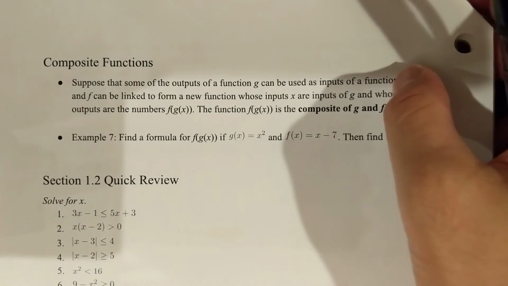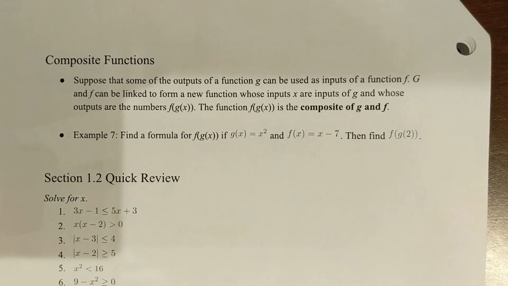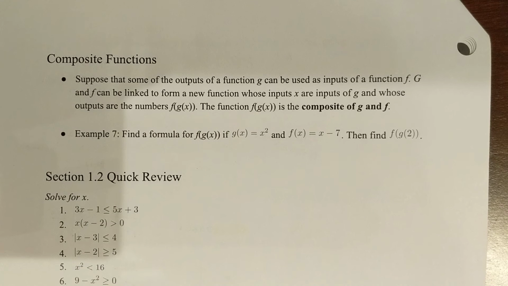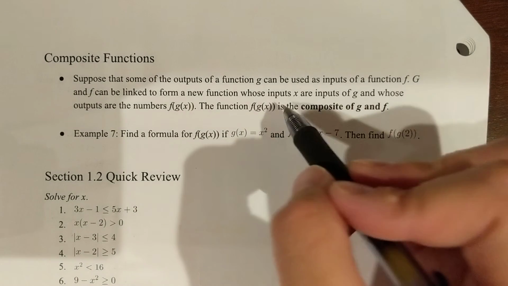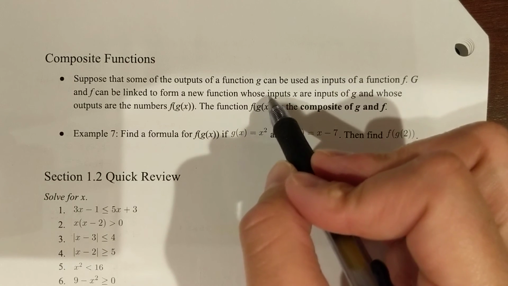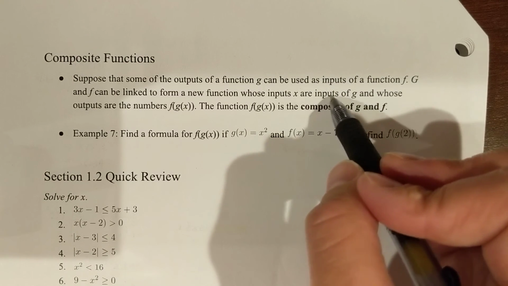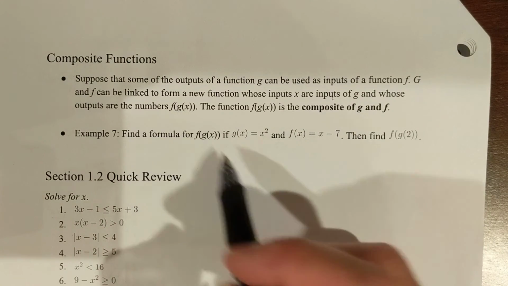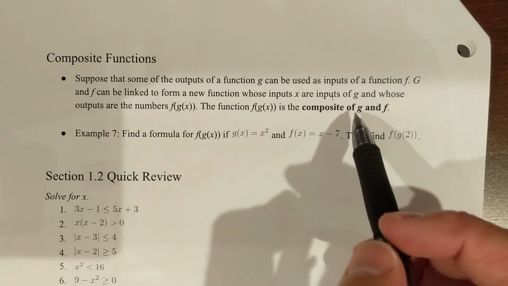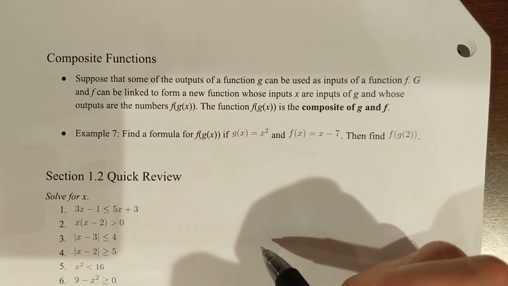Alright, the last thing for this section is composite functions. It says, suppose that some of the outputs of a function g can be used as the inputs for a function f. So g and f can be linked to form a new function whose inputs x are inputs of g, and whose outputs are the numbers f of g of x. The function f of g of x is the composite. So this is feeding one function into another.